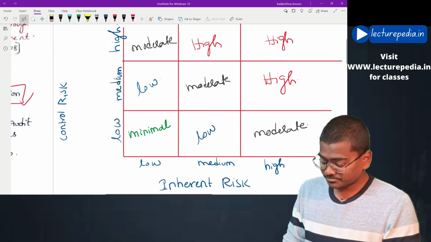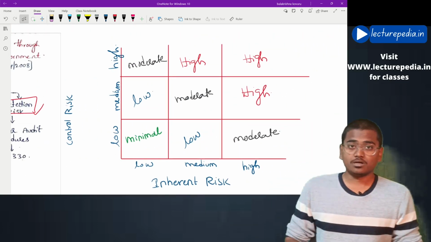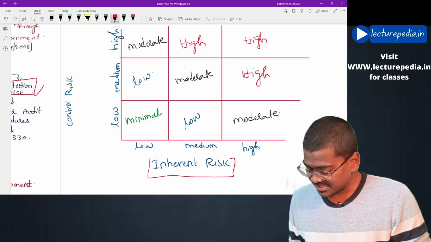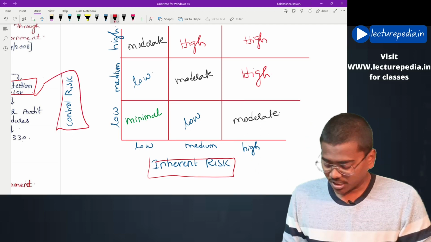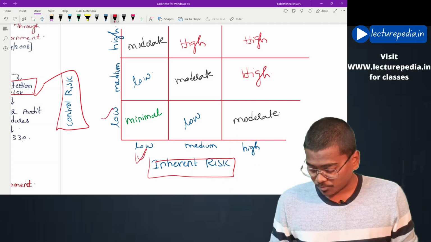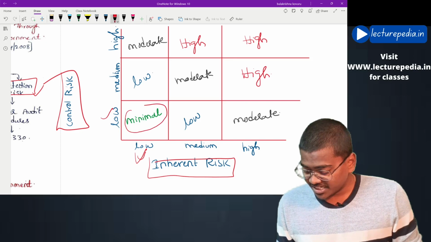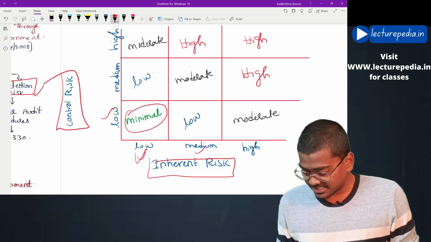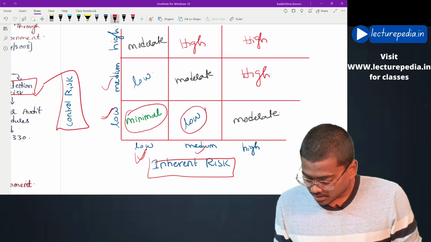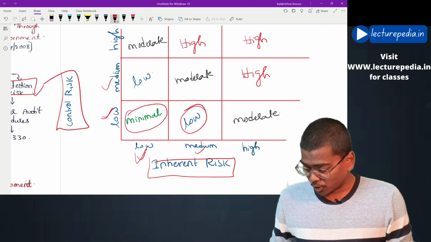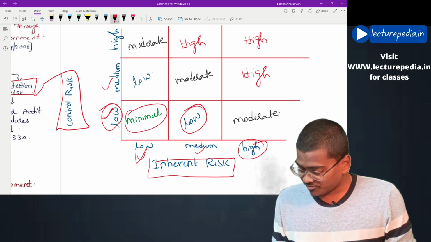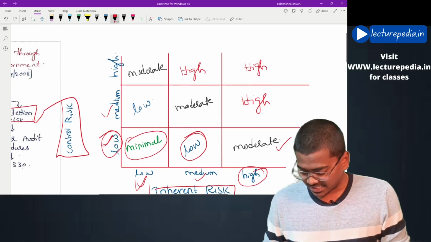Let's see. There is a particular matrix for determining risk of material misstatement. Here in the x-axis there is inherent risk, and in the y-axis there is control risk. Now, inherent risk is low, control risk is low. In that case, the risk of material misstatement is minimal. Inherent risk is medium, control risk is low. In that case, the risk of material misstatement will be low, and inherent risk is high, control risk is low. In that case, risk of material misstatement will be moderate, like this.